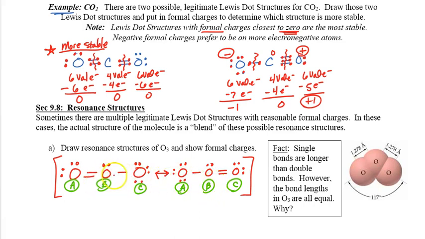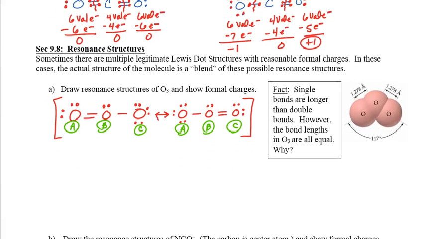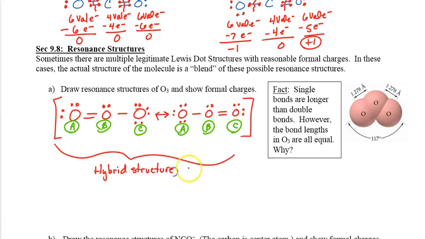And it's not like the structures are going back and forth, back and forth. That's not the case. It's just mathematically, they are really just mixed together. So what we can do is we can imagine them mixed together, and we're going to get a hybrid structure that is going to represent the real molecule.